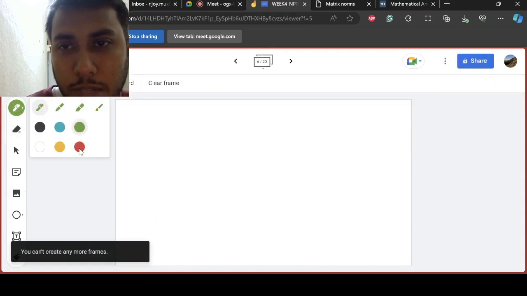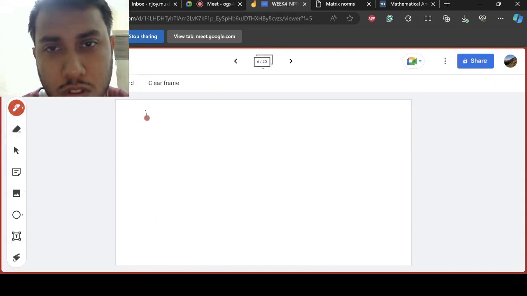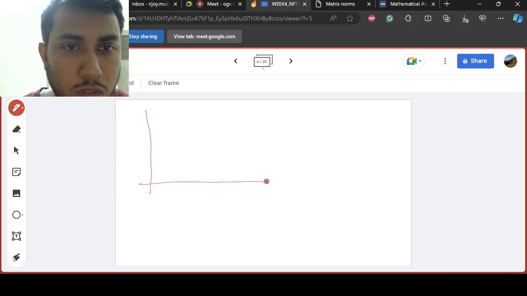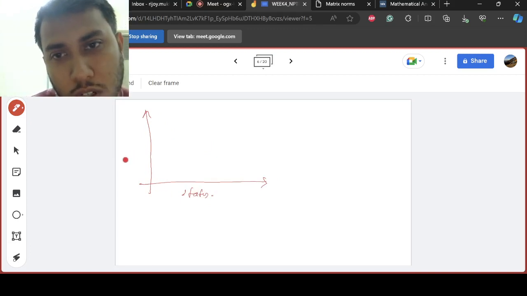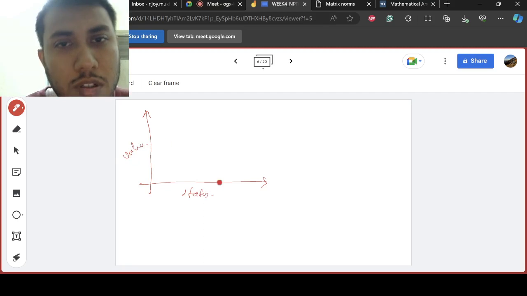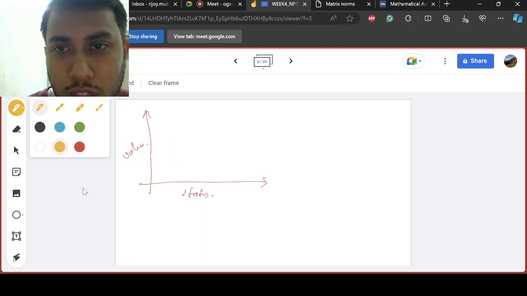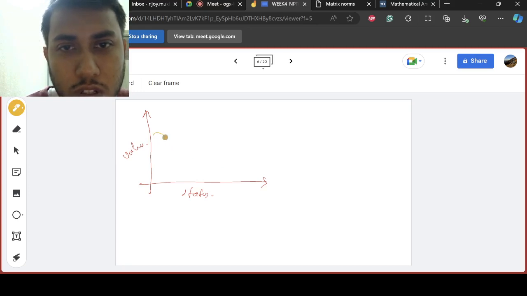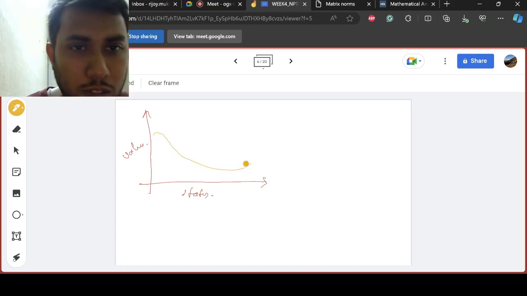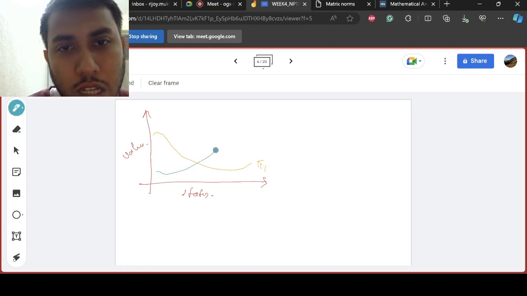what you will be doing is something like this. Suppose you have this graph. So you have your states and you have your value. Okay, so let me draw a line. So this is your one policy, let's say pi 1, and this is your other policy, let's say pi 2.